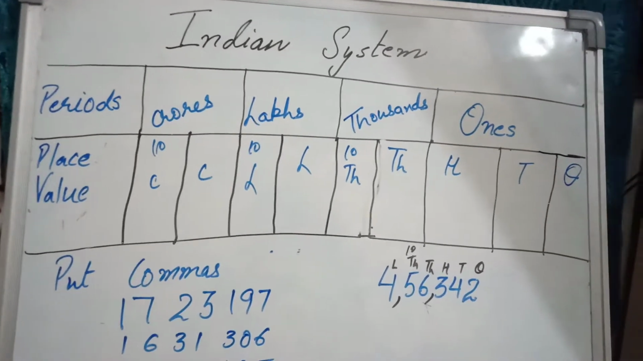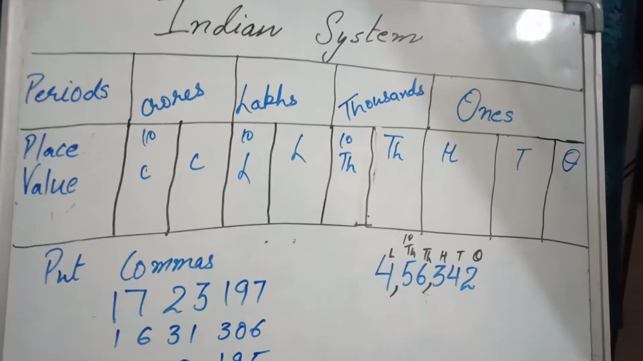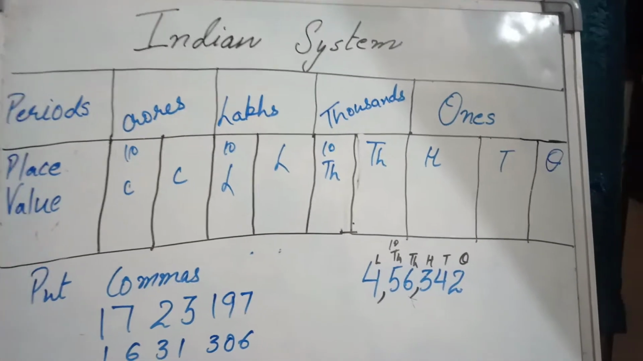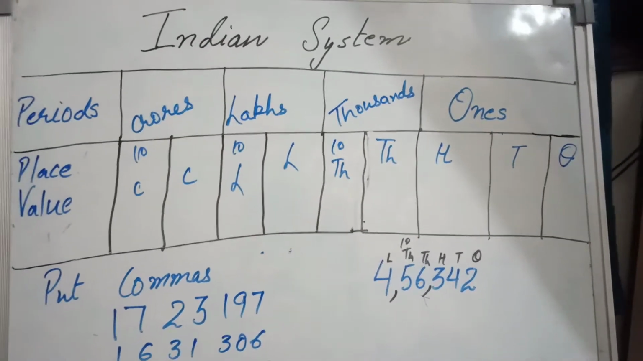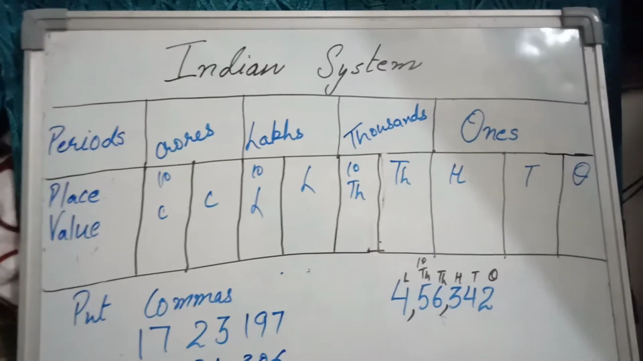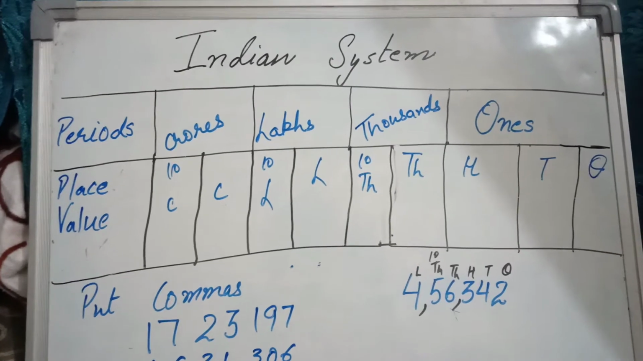So in this lecture children, I am going to start with chapter 1, that is number system. Here we'll be following Indian place value chart as well as international place value chart. First I'll explain Indian system. This you have done in your classroom as well.